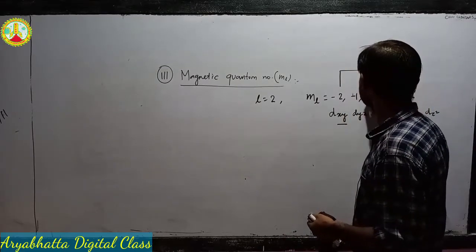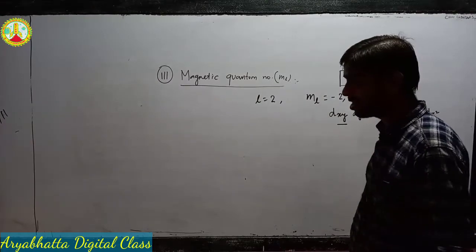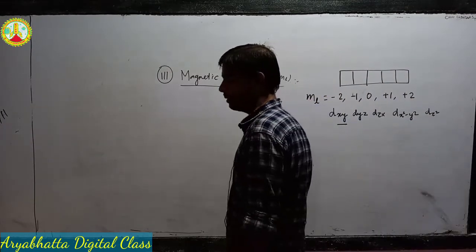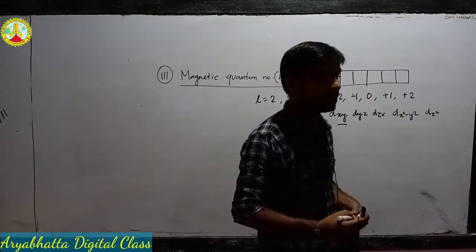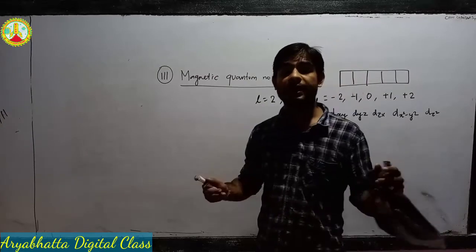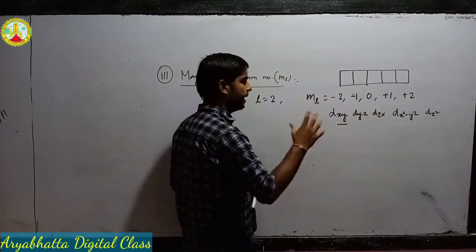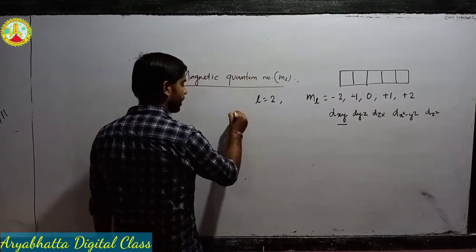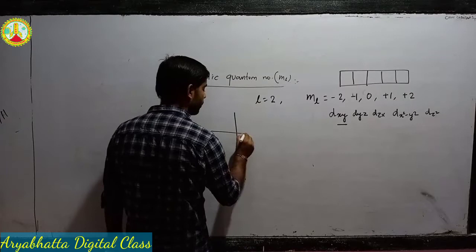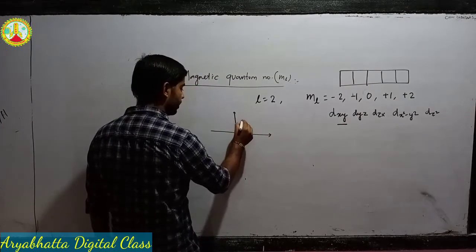So it suggests that the 5 d orbitals, the 5 subshells that we are getting, 5 boxes in d orbital, and all these d subshells are, first thing, planar. That means they are in a plane. And second thing, d orbitals are double dumbbell shaped. So what is double dumbbell? I will tell you.